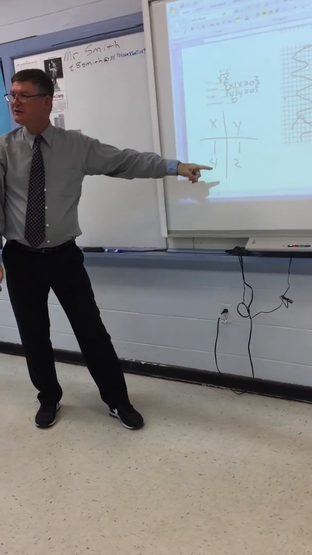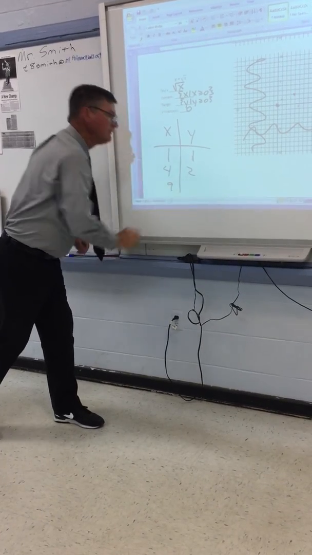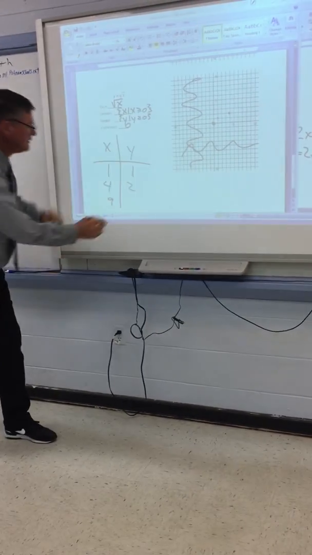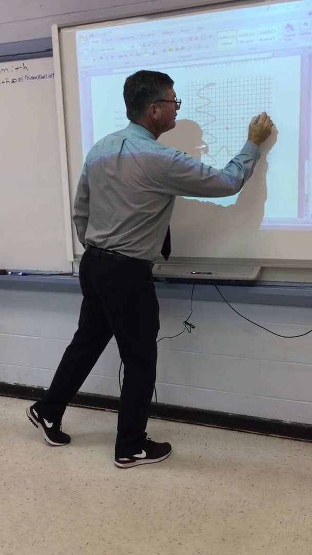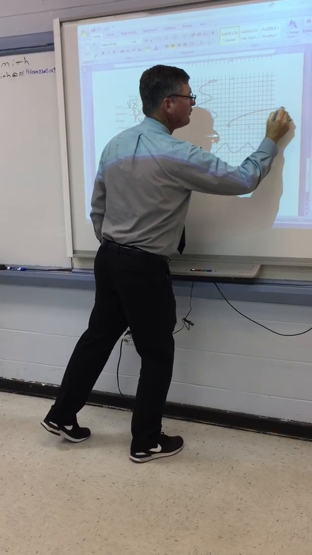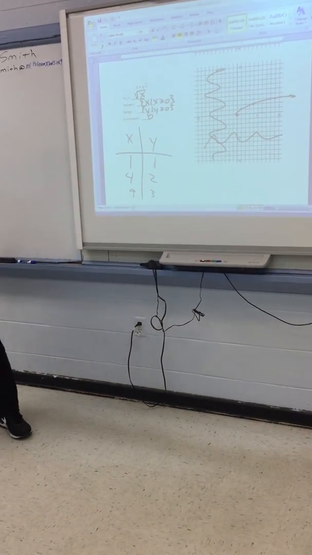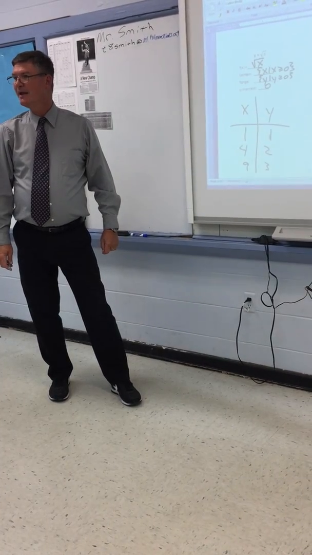The square roots of 5, 6, 7, and 8 are irrational, so I'm going to go right to 9. The square root of 9 is 3. So the point is 9, 3. And so this is what our graph looks like for the square root of x. Any questions?